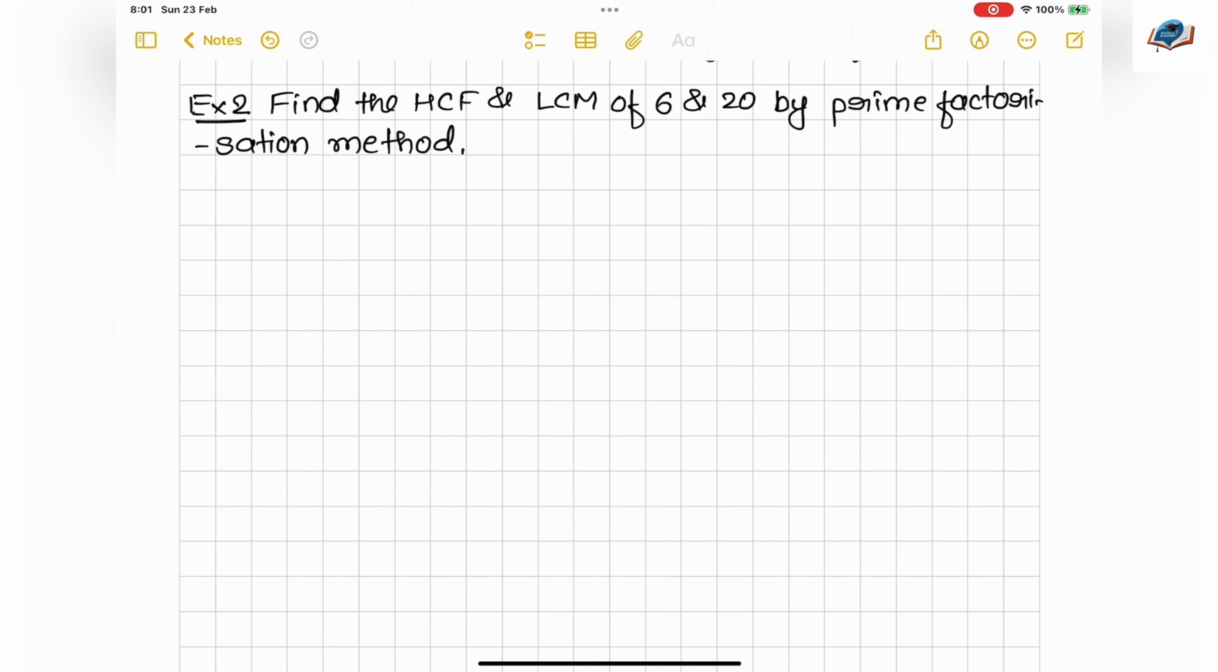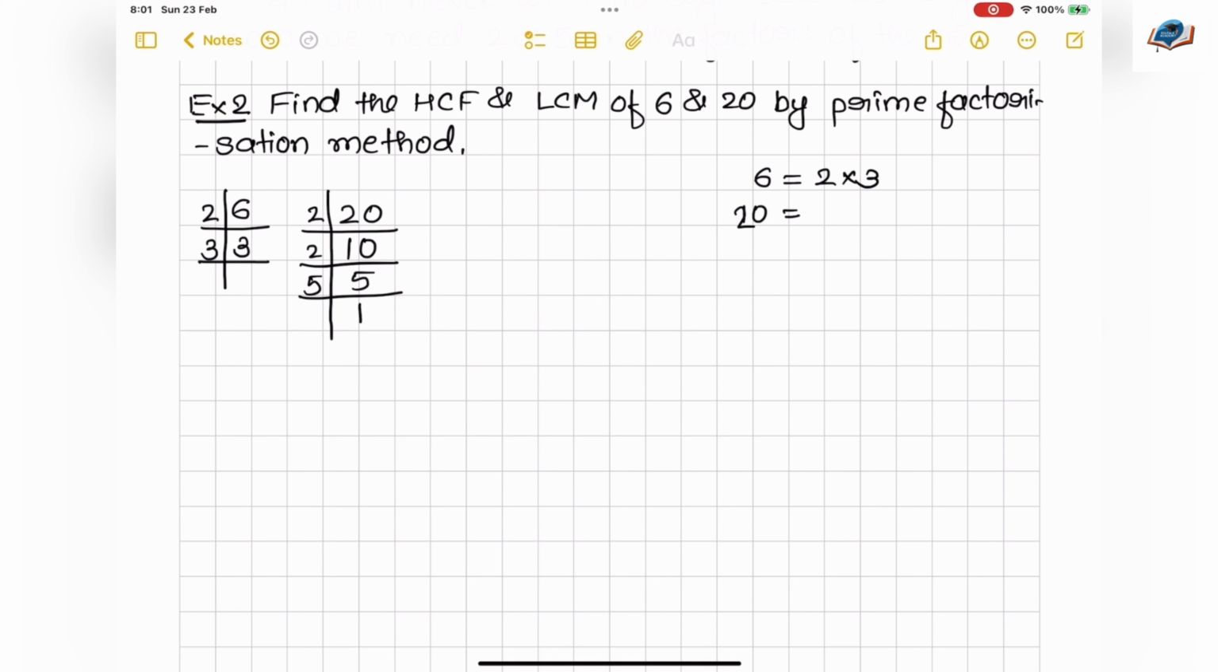Next type of question which is asked always is, find the HCF and LCM of 6 and 20 by prime factorization method. So here if I take out the factors of 6, I will get 2 and 3. So 6 I can write as 2 into 3. Now the second number which is given to me is 20. If I take out prime factorization, 2 twos are 4, 2 fives are 10, 5 ones are 5. So 20 equals 2 into 2 into 5.